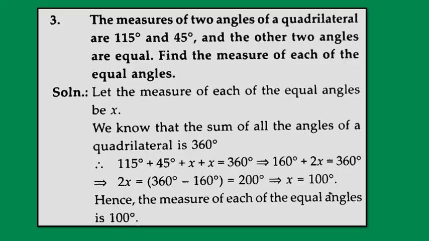Always cross check your answer yourself. 115 plus 45 plus 100 plus 100, is it 360? You can check always. So this is the method. Very simple questions, because when we solve these kind of questions, the property will be always remembered by us and we will be using it. That's called application.